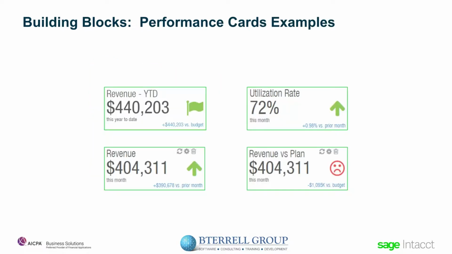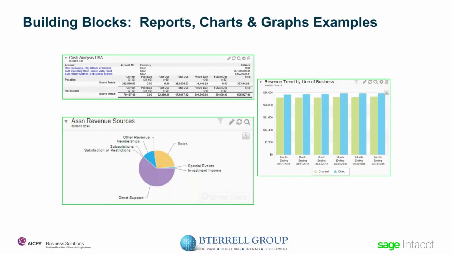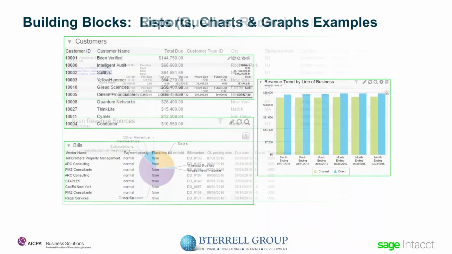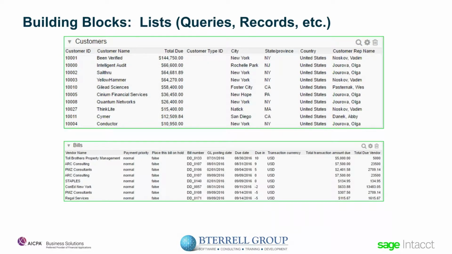This is an example of what a performance card looks like. Every business might have a different idea of what their KPIs are and what those performance cards should look like. And again, these are examples of reports, charts, and graphs that can be incorporated into your dashboards, and list views that include things like maybe your top customer balances or bills that are perhaps past due.